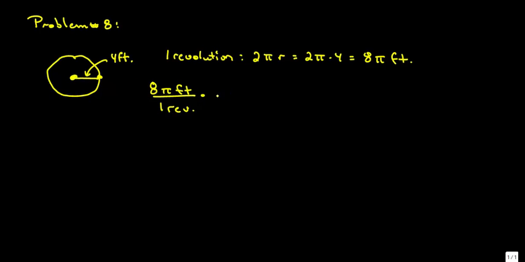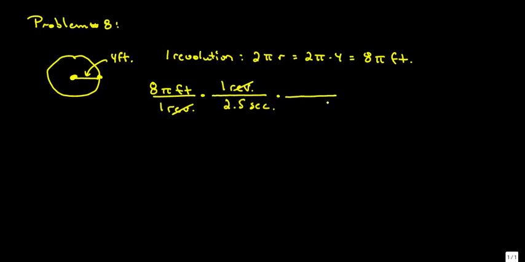So to do one revolution, how long does it take? Well, if it spins 2 times every 5 seconds, then to spin 1 time, it must take 2.5 seconds. So it does one revolution every 2.5 seconds. So now what we're going to do is cancel out our revolutions. And so now we know how many feet it does per second.